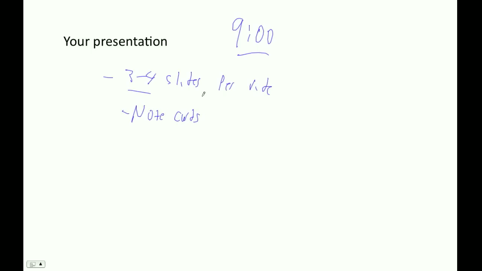I think the key thing is probably 3 or 4 slides per ride. You've got about 9 minutes to do this, so about 3 minutes per ride. Get everybody to talk. I would put your notes on little note cards. Certainly do not write everything you want on your PowerPoint. Please do not read your PowerPoint to us.